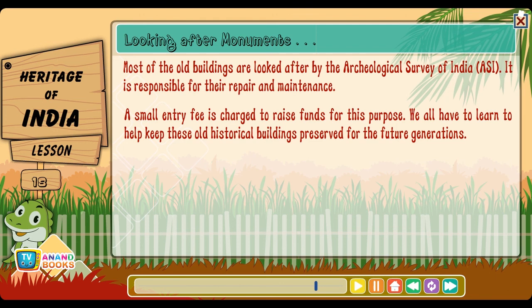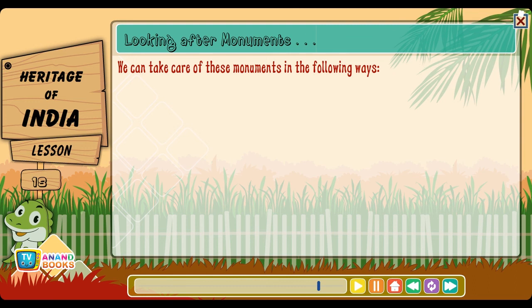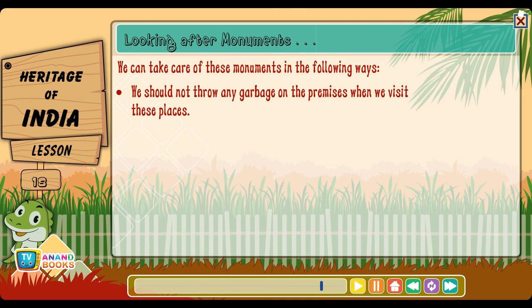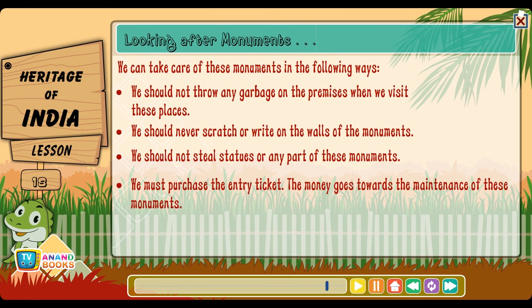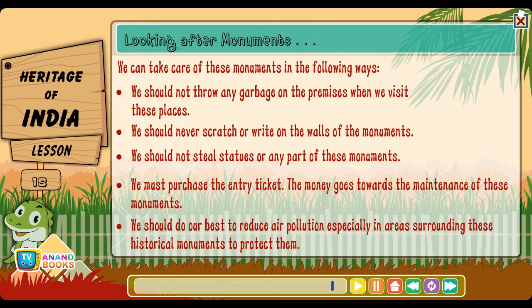We can take care of these monuments in the following ways. We should not throw any garbage on the premises when we visit these places. We should never scratch or write on the walls of the monuments. We should not steal statues or any part of these monuments. We must purchase the entry ticket. The money goes towards the maintenance of these monuments. We should do our best to reduce air pollution, especially in areas surrounding these historical monuments, to protect them.